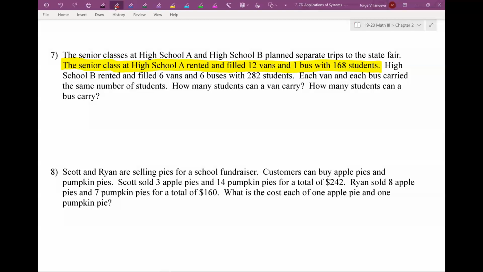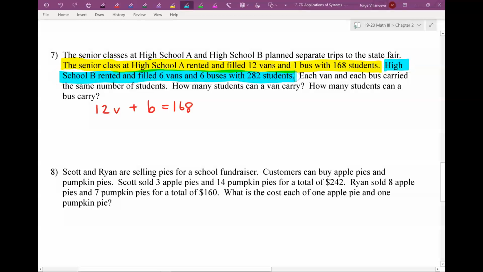I'm going to use the letter V for vans and the letter B for buses, okay? So the first high school, they filled 12 vans, okay, and 1 bus. I'm just going to put a B there, okay? I'm not going to put 1B, but just B, equal to, it had 168 students. So 12 vans plus a bus of students was 168. Then they say, High School B rented and filled 6 vans and 6 buses with 282 students. So 6 vans and 6 buses for 282.